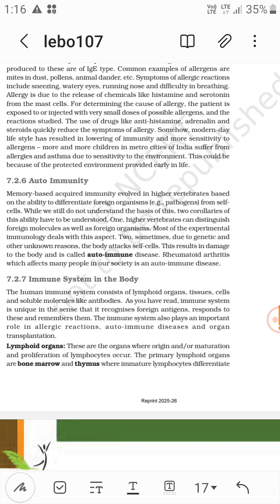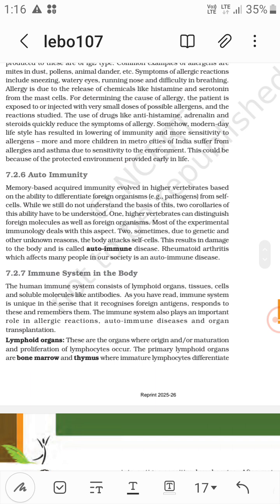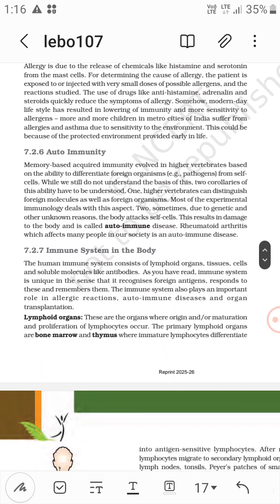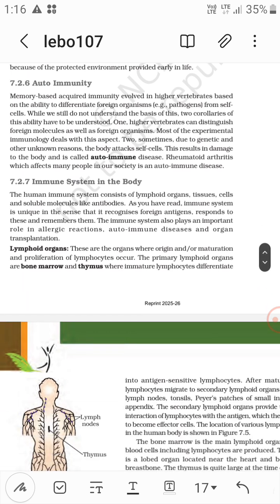Two, sometimes due to genetic and other unknown reasons, the body attacks self cells. This results in damage to the body and is called autoimmune disease. An example is rheumatoid arthritis, which affects many people in our society, and is an autoimmune disease. Remember this: rheumatoid arthritis.